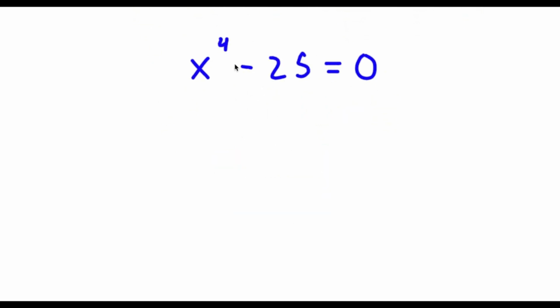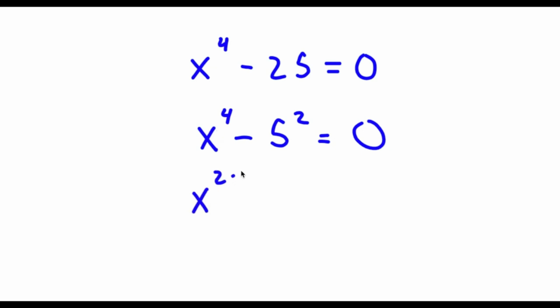Alright, so I have x to the power of 4 minus 25 is equal to 0. So to start, I'm going to rewrite 25 here as 5 to the power of 2. So now I have x to the power of 4 minus 5 to the power of 2 is equal to 0. Now x to the power of 4, this is the same thing as x to the power of 2 times 2.